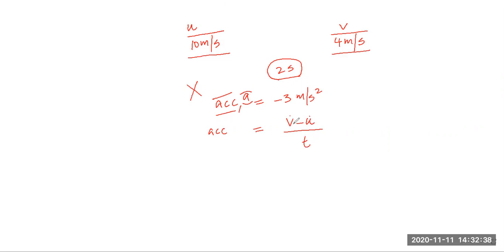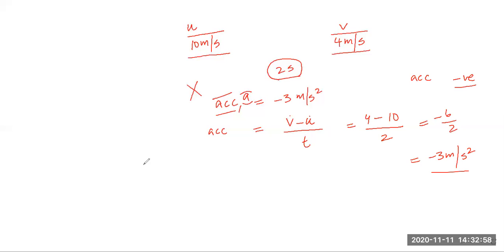Now what is the final velocity? 4 meter per second. What is the initial velocity? 10. Velocity is decreasing. So acceleration will be negative. 4 minus 10 by how much time? 2. So this is minus 6 by 2, that is equal to, Mansimrat is right, minus 3 meter per second square.